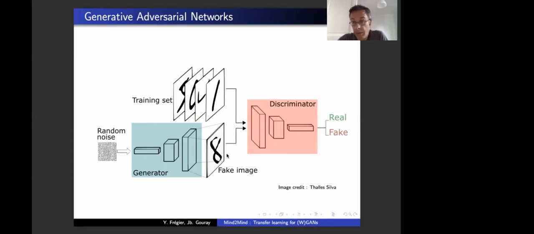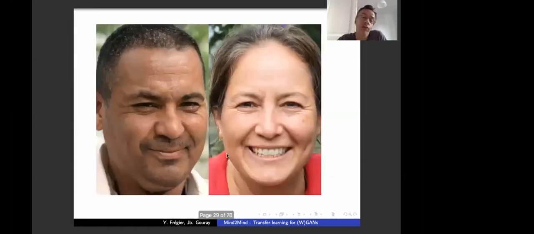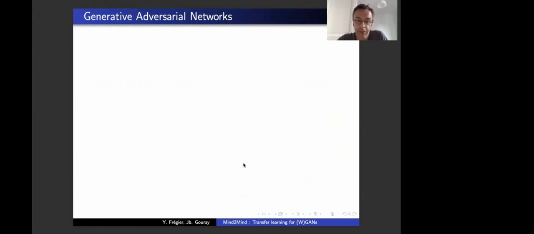So how to do transfer learning for that? Of course, you can do fine tuning. Oh, just one thing I forgot to say, it's pretty efficient. For example, these guys here do not exist. They've been generated, hallucinated by a network.